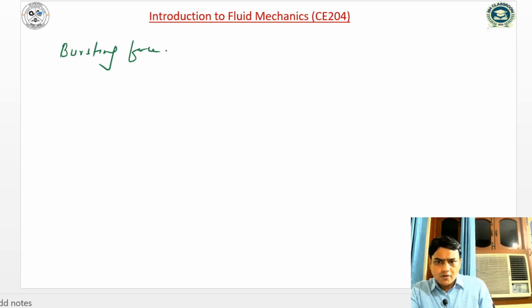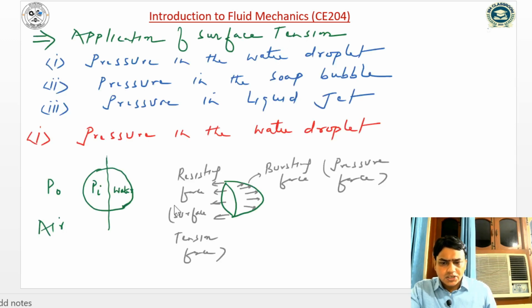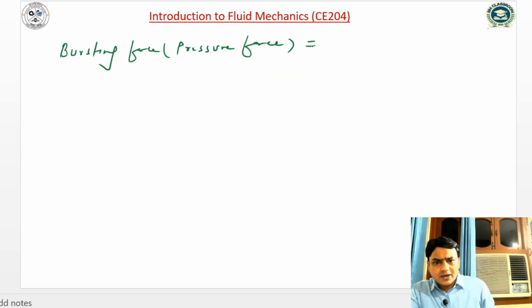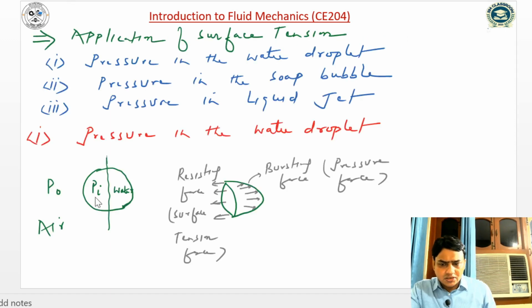Bursting force or pressure force. So what will be the pressure force? If the change in pressure, that is Pi minus P naught, is delta P, so let delta P be the change in pressure. So delta P into area. The area will be pi by 4 into d square, because d is the diameter of this water droplet.